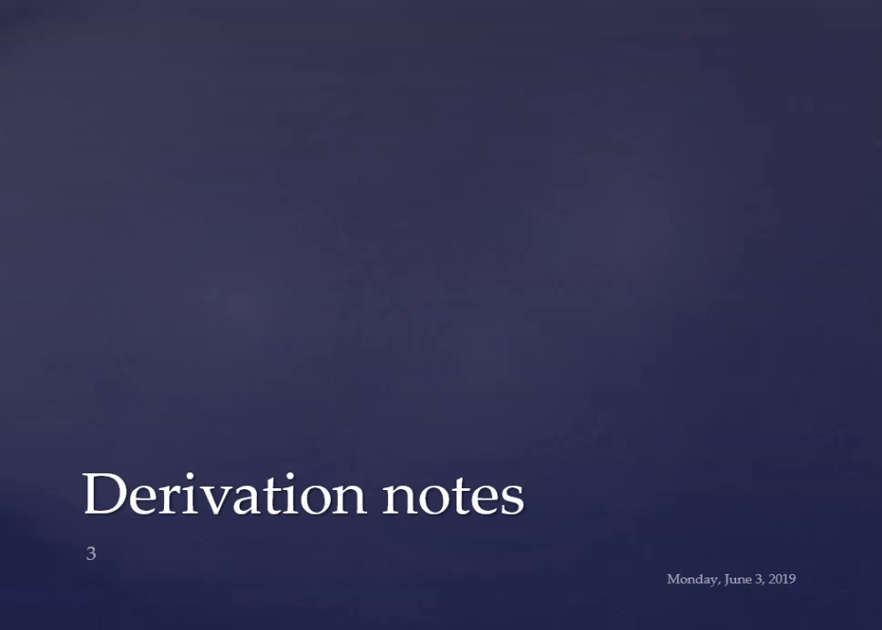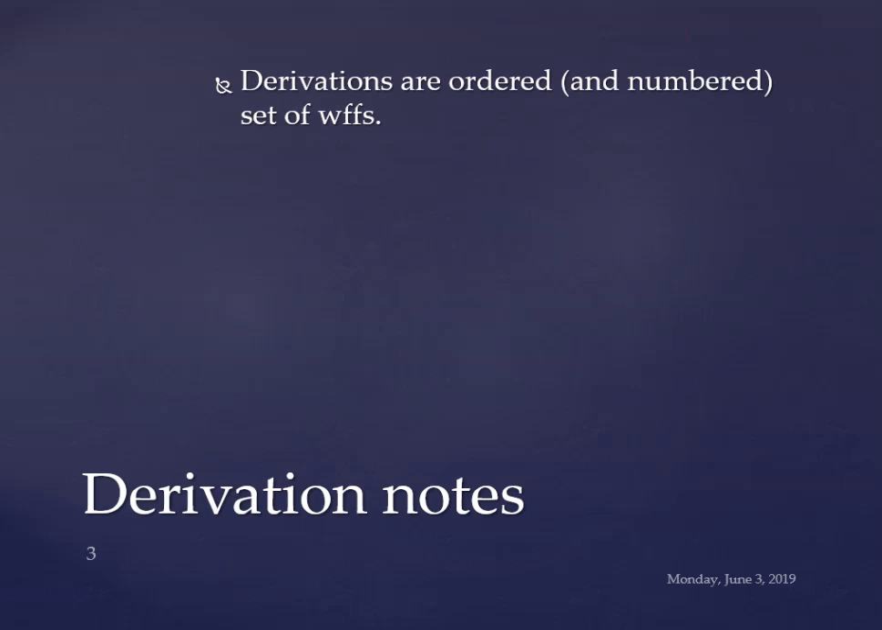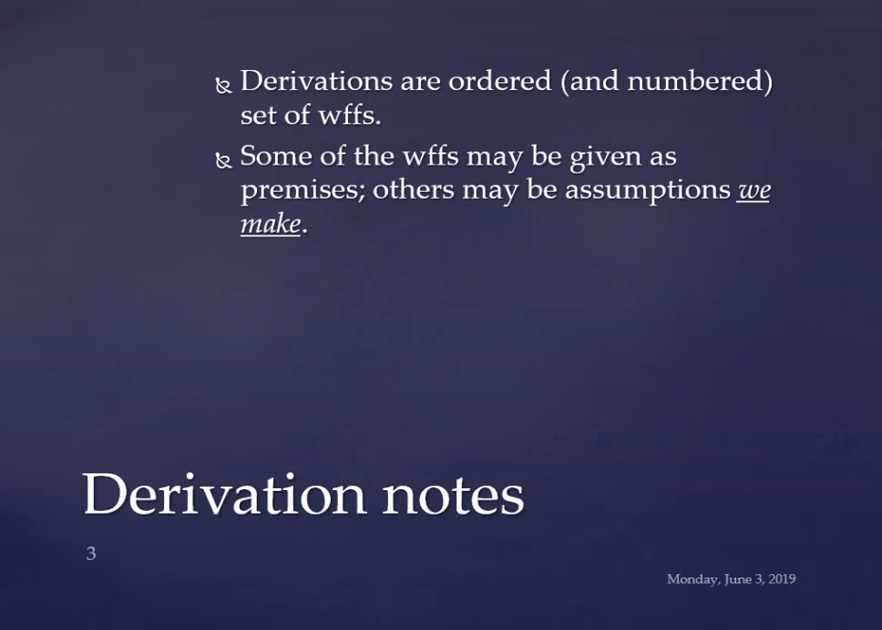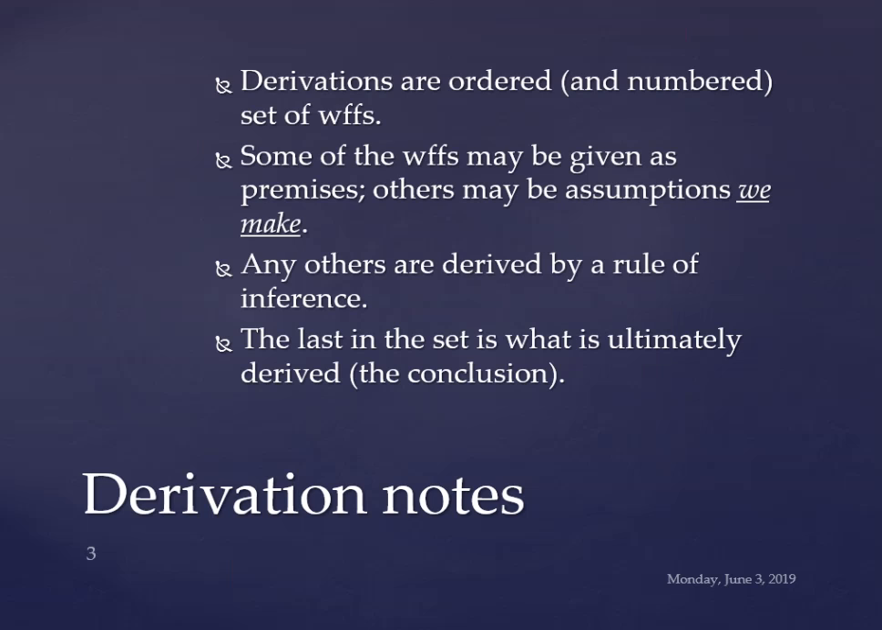Just to remember what derivations are: they are ordered sets of formulas. Some of the formulas may be given as premises, others are assumptions that we make, and others are derived by a rule of inference. The last line in the set is what we ultimately want to derive, which is the conclusion.